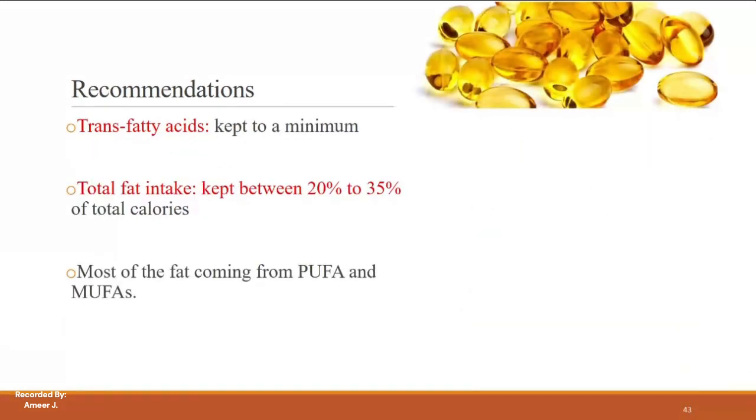If we want a general recommendation, these points are very important: trans fatty acids kept to a minimum, and total fat intake kept between 20 to 35% of total calories, with most of the fat coming from PUFA and MUFA.